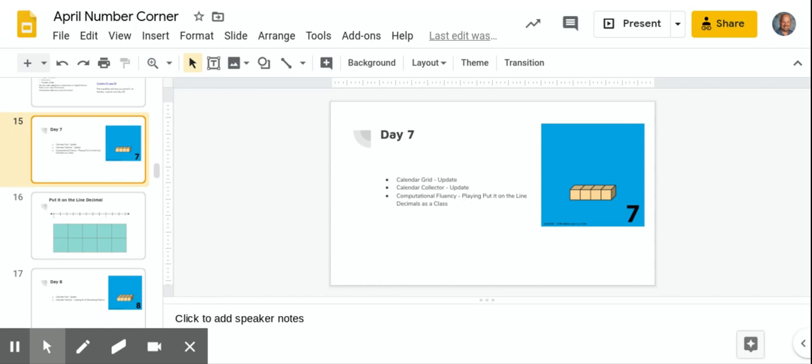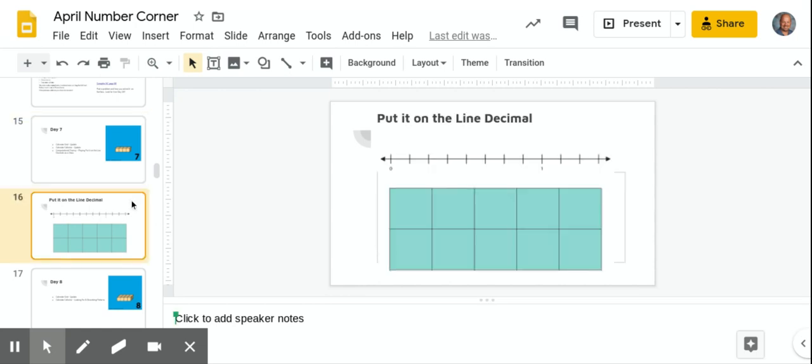Today we're going to be playing computational fluency. Well, it's a computational fluency game called Put It on the Line, very similar to the game that we played on day 2. Now remember day 2, we just moved cards. You put your total of the card on the line, and you are collecting scores as we go through. And remember, the first thing we had to do for that is to label our decimal number line.